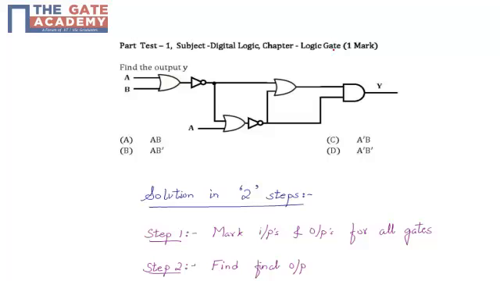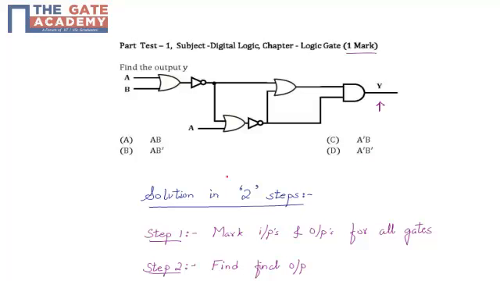Hello students, the following question is from part test 1, subject digital logic, chapter logic gates, and the question is asked for 1 mark. The question states that using this given circuit, what is the output of the given circuit? We need to find the output of the given circuit. And the options are: option A is AB, option B is AB bar, option C is A bar B, and option D is A bar B bar.